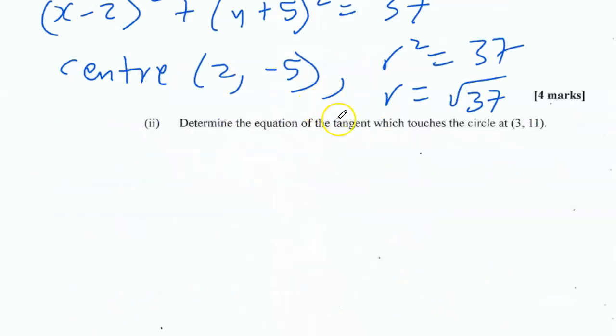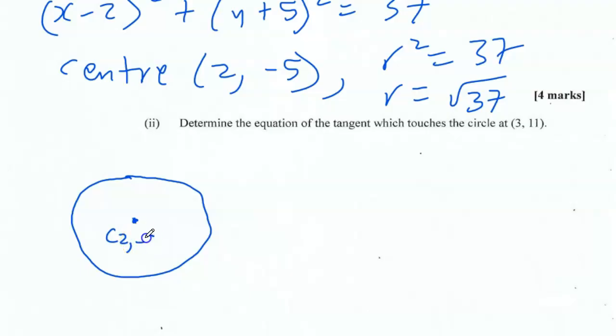Next, we are asked to determine the equation of a tangent which touches the circle at 3, 11. Let's do a sketch. So here's a circle. This is the center, where we have 2, negative 5 as the center. The tangent will look something like this, right? The tangent is a line that touches the circle only once, so it's a straight line. We're told it touches the circle at the point 3, 11. So we want to find the equation of this tangent line.